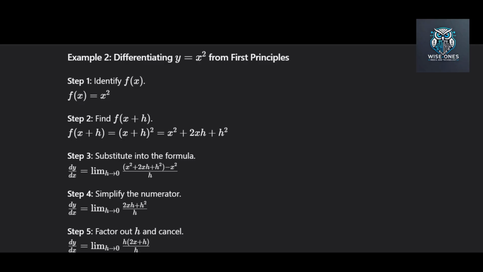Step 4. Simplify the numerator. We have x squared plus 2xh plus h squared minus x squared. The positive x squared and the negative x squared cancel out. So we are left with 2xh plus h squared. So dy dx equals limit as h approaches 0 of the fraction 2xh plus h squared over h.